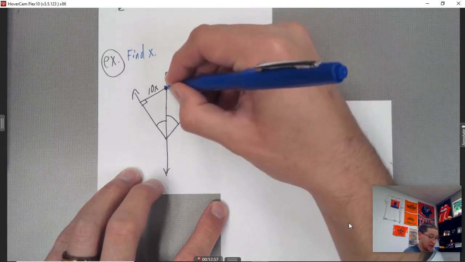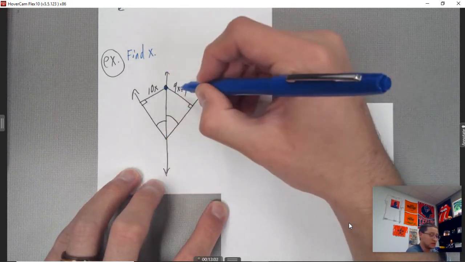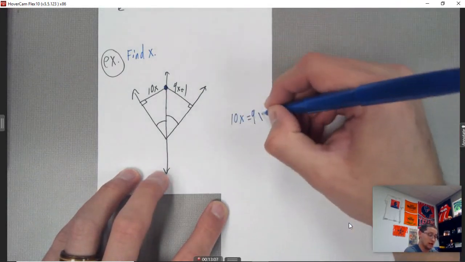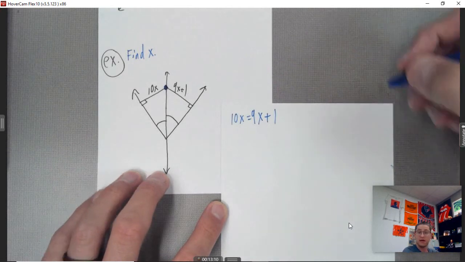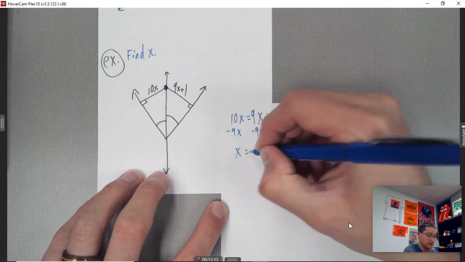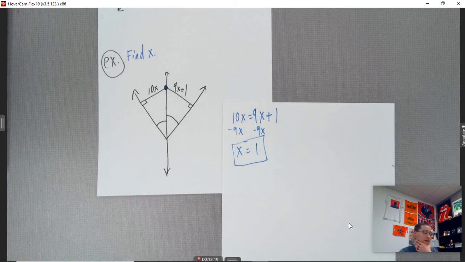Since that is a point on this angle bisector, that means I know this and this are the same. Therefore, I know 10x equals 9x plus 1. Then I've got minus 9x, minus 9x, so x is equal to 1. And that is my answer. I know that x is equal to 1 there.